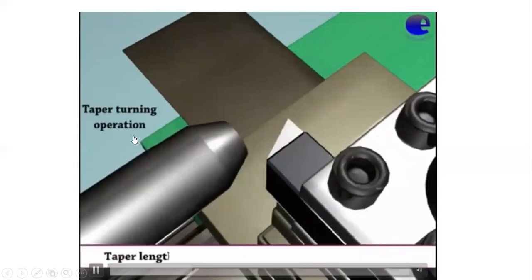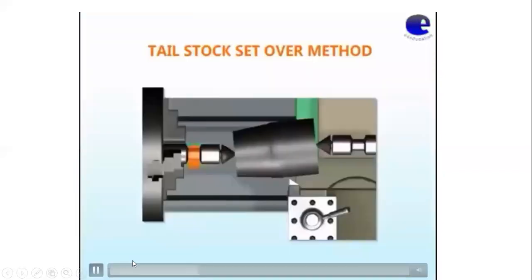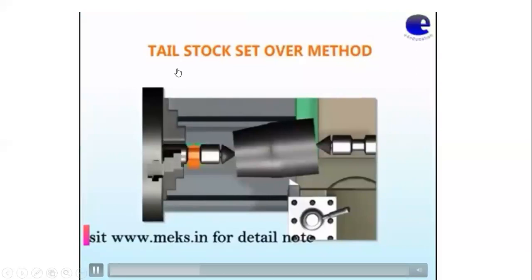Here is the process we are doing, and this process is called taper turning. It is also written here. One other piece of information written here, I'm showing you again: the taper angle should be less than the tool cutting edge angle. This is an important point, please note it down. Again I'm playing. Next one is the tailstock setover method.